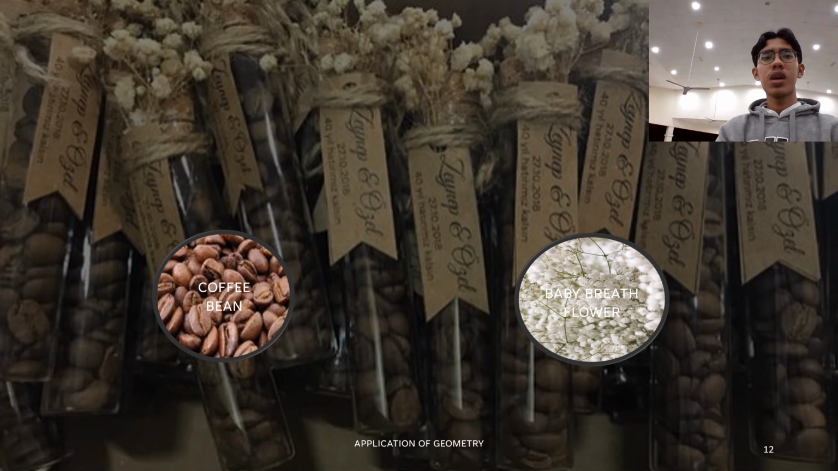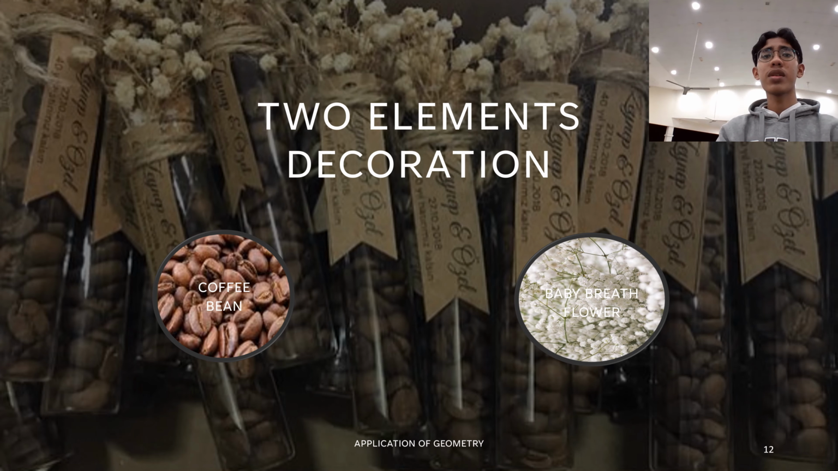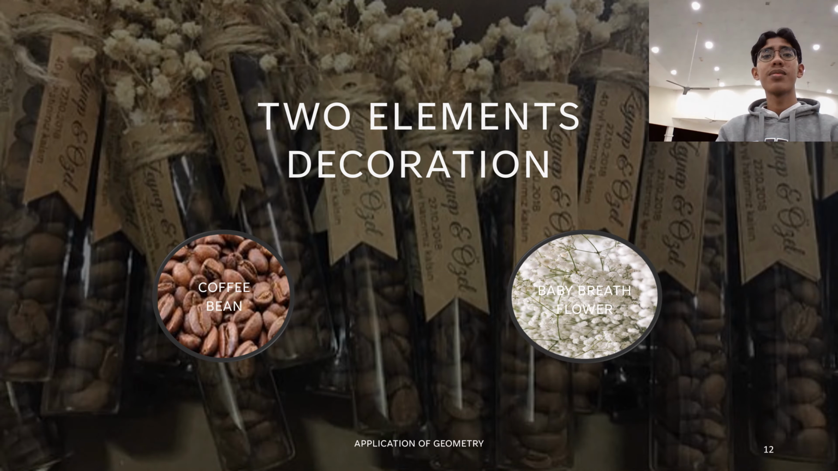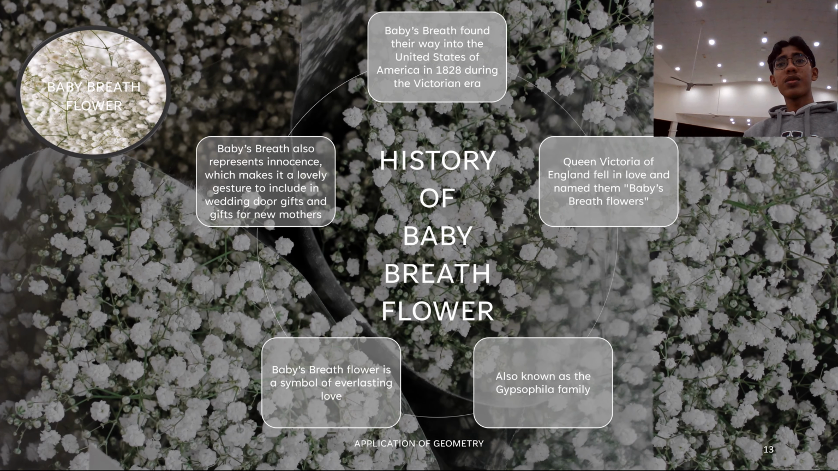Next, we are going to the next element of decoration, which is baby breath flower. It found its way into the United States of America in 1828 during the Victorian era, when Victorian gardeners preferred snowy white floral arrangements and gardens. Before being introduced into America, they had popularity in Africa, Eurasia, and Australia.